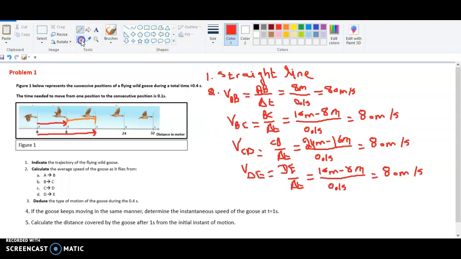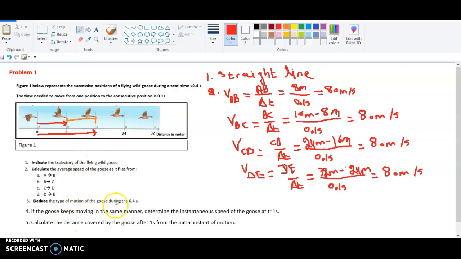So now DE is equal to 32 minus 24. It's the distance between E and D. So this is 32 minus 24 meters. Again, we will obtain 80 meters per second. So what do you notice here? We notice that the average speed during any interval of time are all equal to each other.